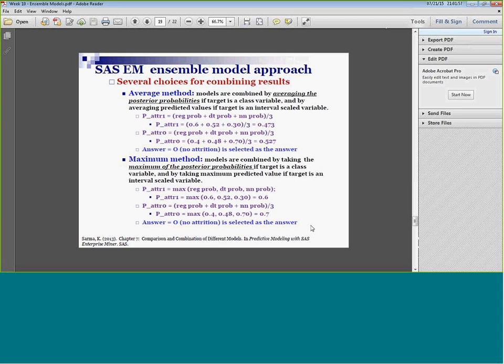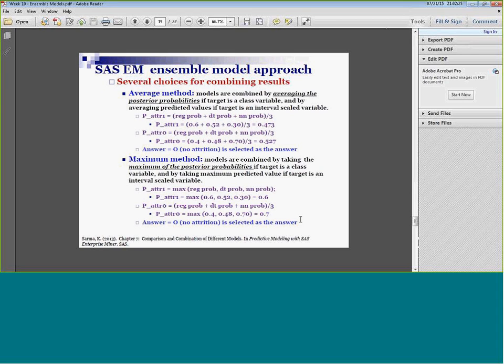Now, let me add a little sidebar here. I'm going to send an email to Mr. Sarma because I think this is one of the few typos in his book. If you look in the book, I think it's page 408. Let me just find it real quick. 408. Under the maximum method, it looks like something got left out.